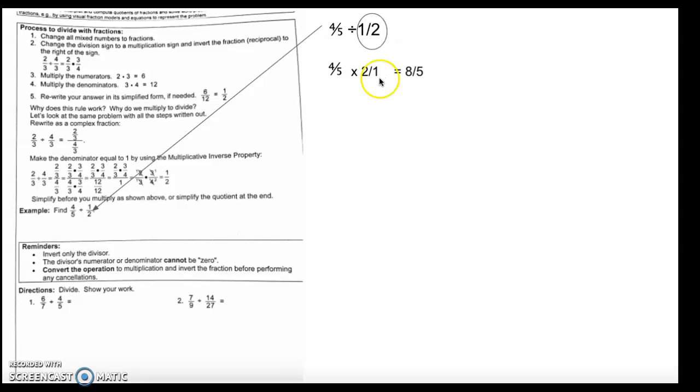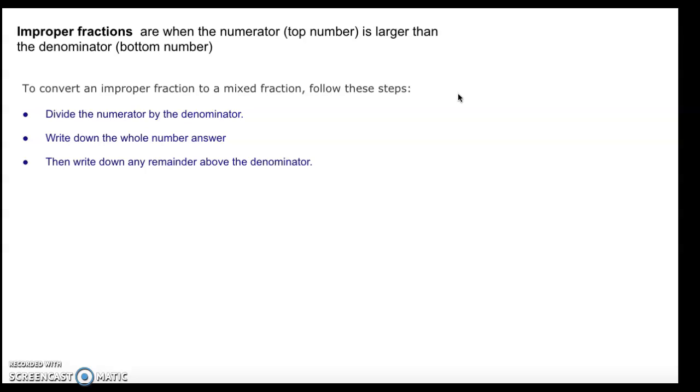Now our next step is to multiply across. 4 times 2 is 8. 5 times 1 is 5. But we can't just leave it at that, because it is an improper fraction. Now, in case you forgot, we'll go over how to turn improper fractions into mixed fractions.